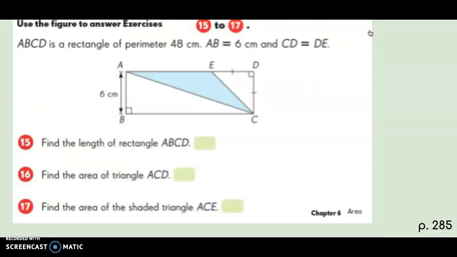Number 15 to 17 was a problem solving where you had to find the area of the shaded figure given the perimeter and one side. This will be a question. There will be a question just like this on the test.